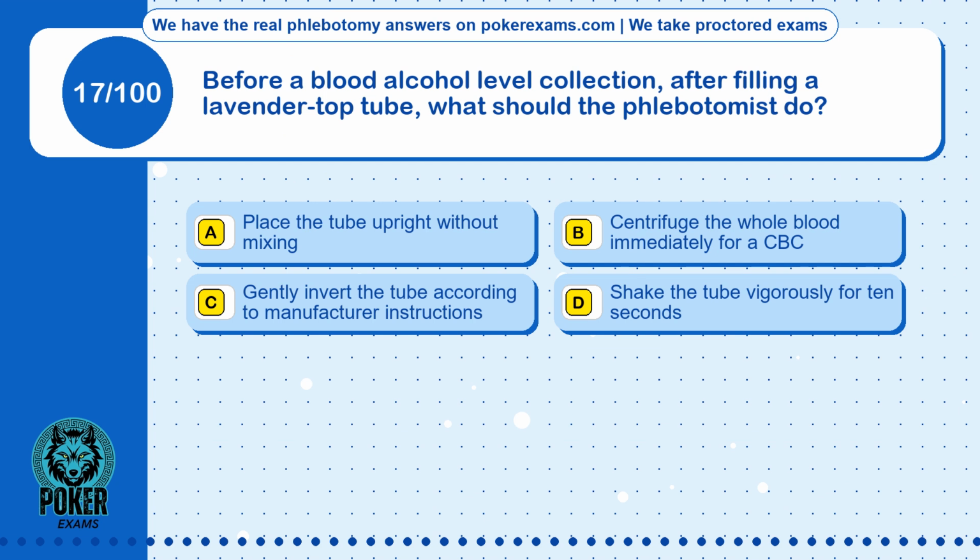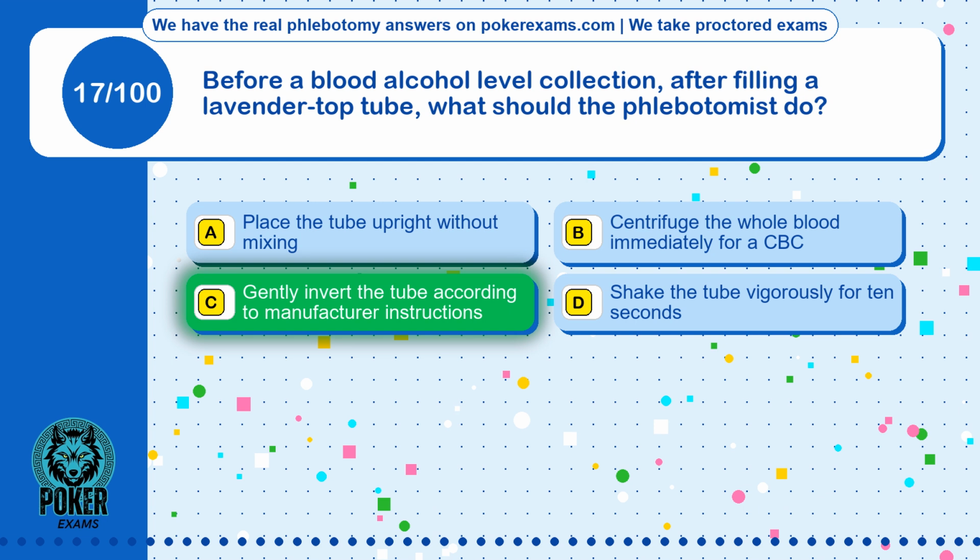Question 17. Before a blood alcohol level collection, after filling a lavender top tube, what should the phlebotomist do? Option A, place the tube upright without mixing. Option B, centrifuge the whole blood immediately for a CBC. Option C, gently invert the tube according to manufacturer instructions. Option D, shake the tube vigorously for 10 seconds. The correct answer is option C.